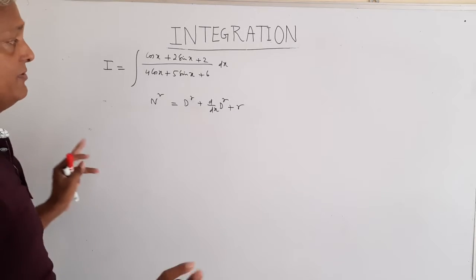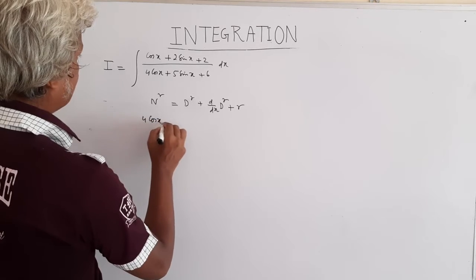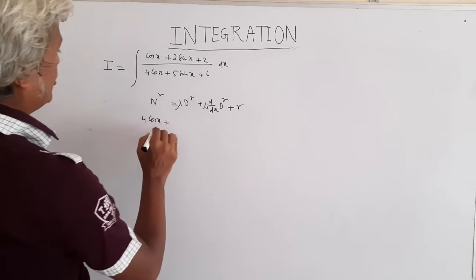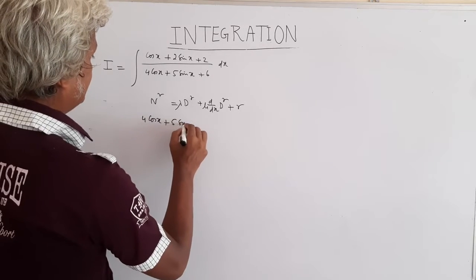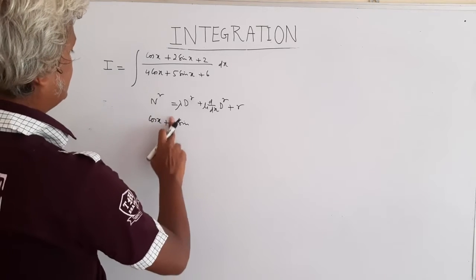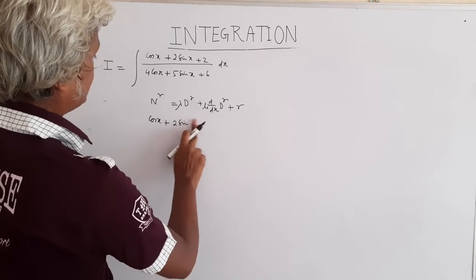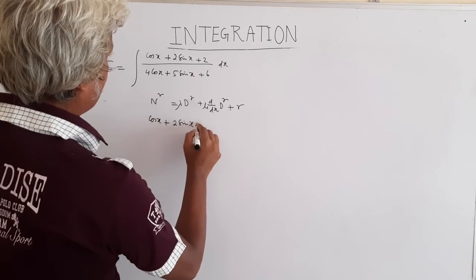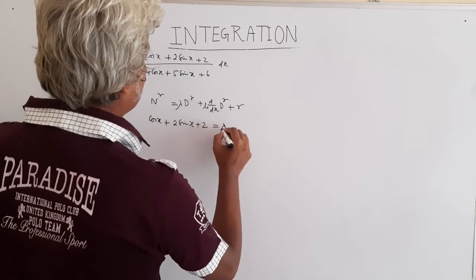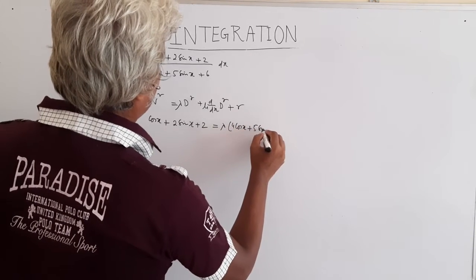This is the basic difference between these two forms. Now let's continue. So 4 cos x plus 5 sin x plus 2 equals denominator, that is lambda times (4 cos x plus 5 sin x plus 6) plus mu times the differentiation of the denominator.